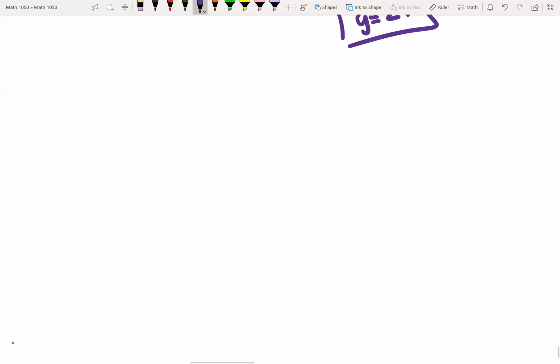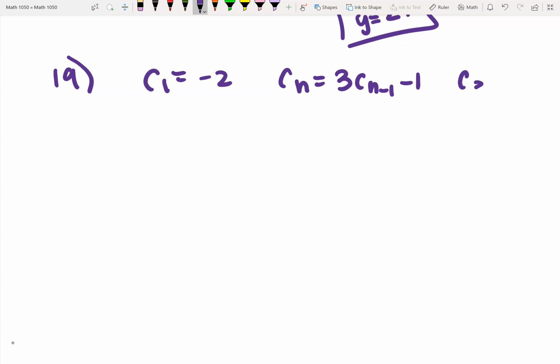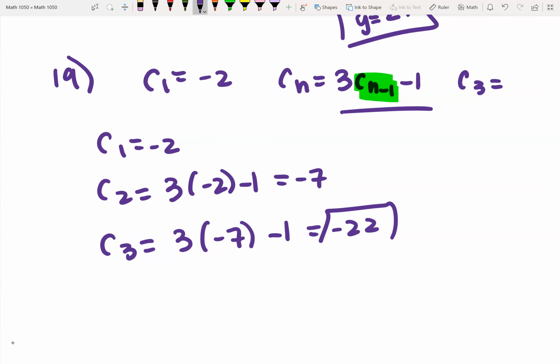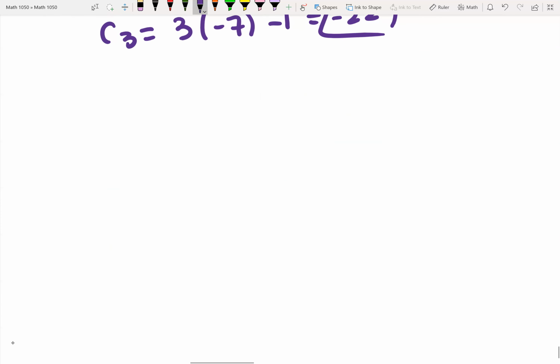Okay? Number 19. So this is a recursive sequence. Recursive means you use the previous term to find the next term. How do you know it's a recursive sequence? Because you need to remember that c of n minus 1 means the previous term. So the first term is a negative 2. Now just apply this formula. So you go 3 times the previous term minus 1, that's negative 6 minus 1, which is a negative 7. c sub 3 is 3 times the previous term minus 1, that gives me negative 22. There's my answer.